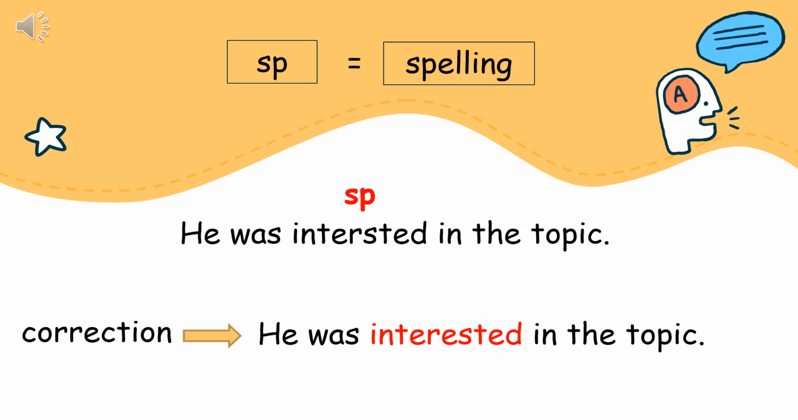The first proofreading symbol is SP, which means spelling. That is, there is a spelling mistake. For example, in the following sentence, the word interested is written in a wrong way. That's why there is the SP proofreading symbol above it. Therefore, it should be written correctly.